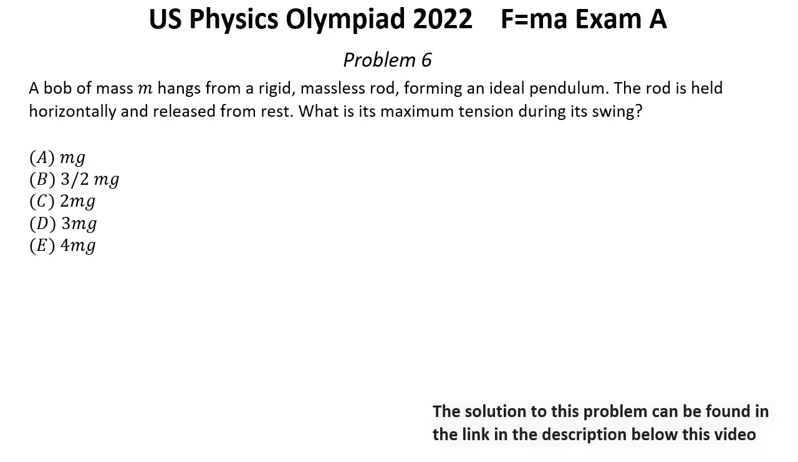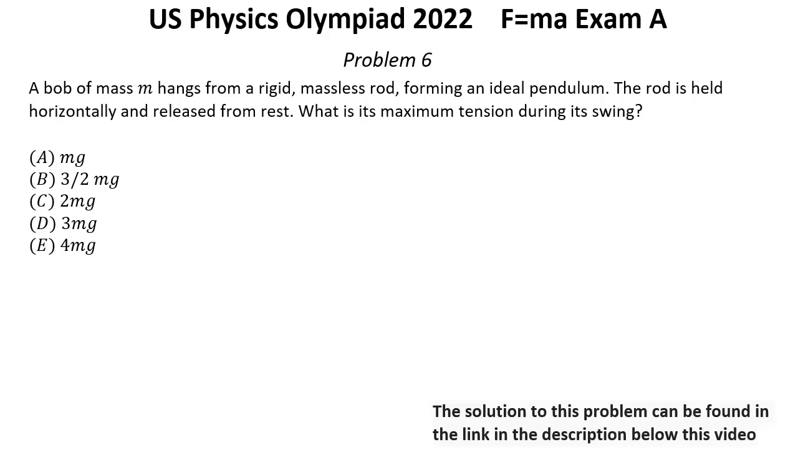Problem number 6. A block of mass m hangs from a rigid massless rod, forming an ideal pendulum. The rod is held horizontally and released from rest. What is its maximum tension during its swing? Solution for problem number 6.